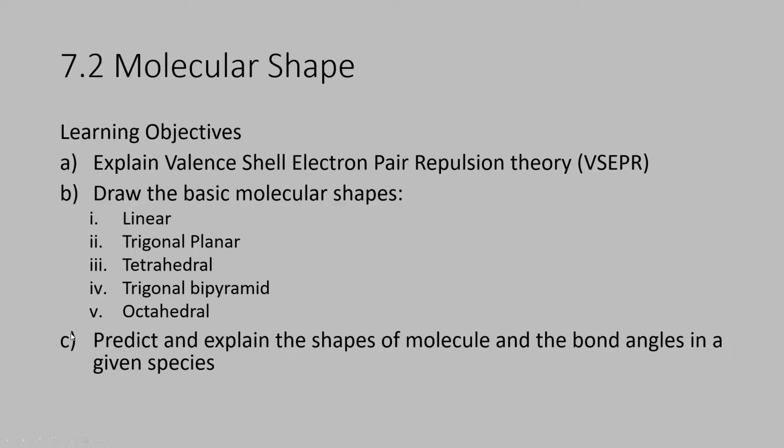So, and then kita akan draw the basic molecular shape. But now, kita not only will draw the basic, we also draw the distorted shape, bila central atom ada lone pair, and we will see what will happen to the shape. And then this is basically our tutorial, predict and explain the shape of the molecule and the bond angles in given species.